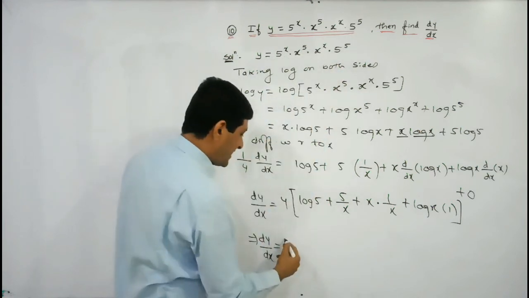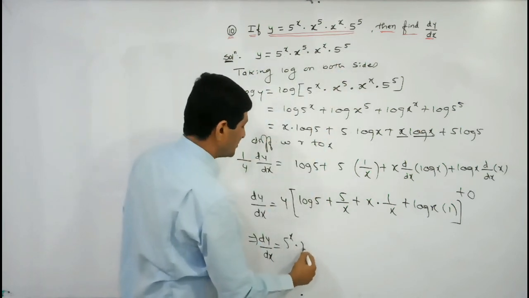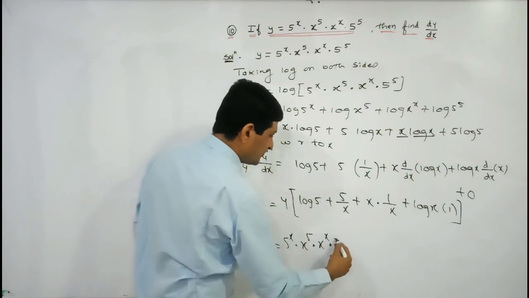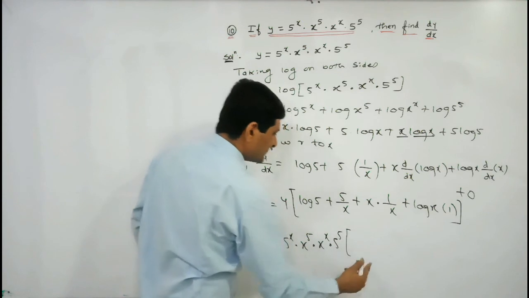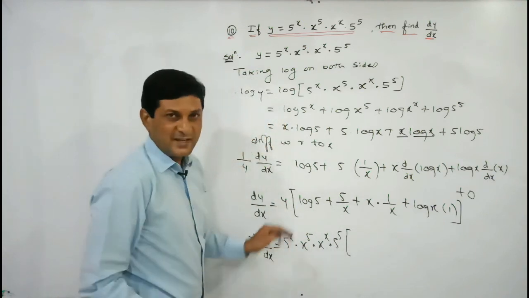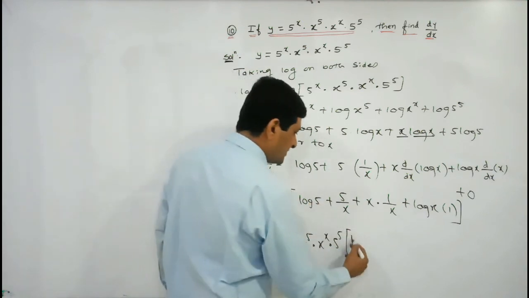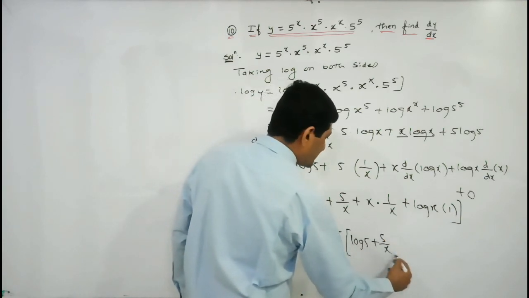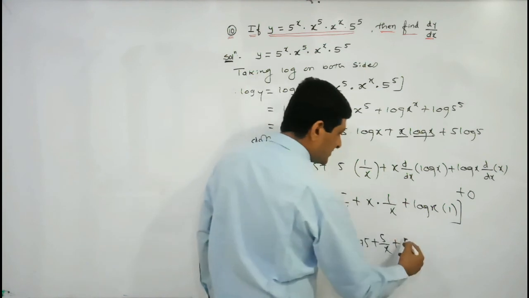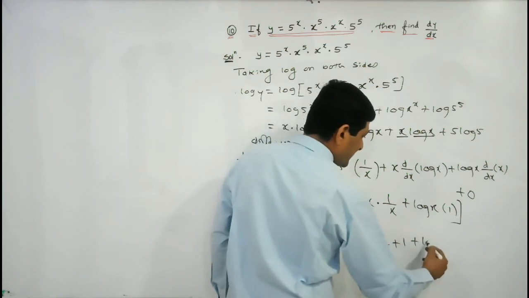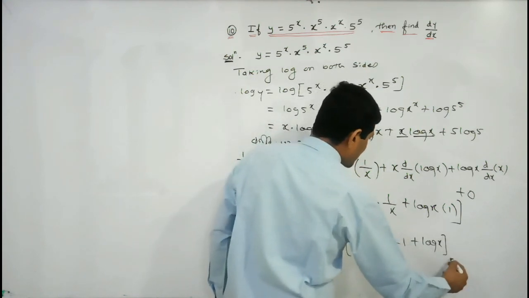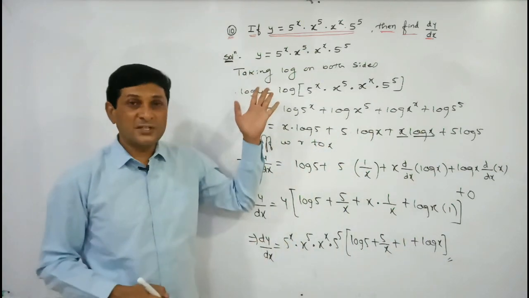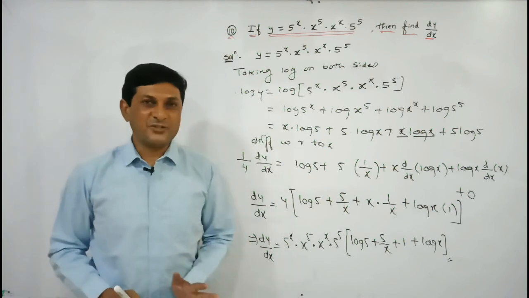What is the value of y? 5 raised to power x into x raised to power 5 into x raised to power x into 5 raised to power 5. Just we have substituted the value of y. Write down the remaining expression as it is. Here we will get log 5 plus 5 upon x plus x into 1 upon x will get cancelled, we will get 1, and here we will get log x into 1 will be equal to log x. In this way we have got the differentiation of this function applying the logarithmic differentiation method.